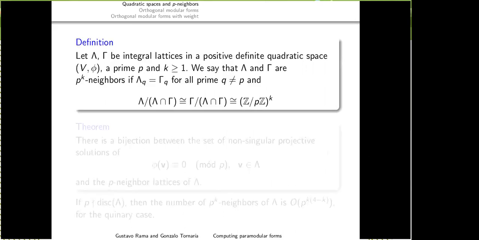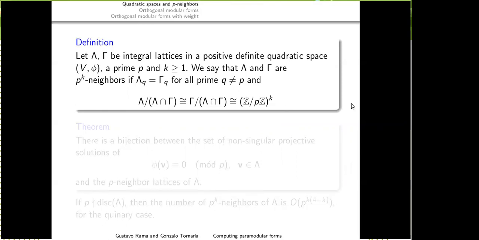Now a way to compute all the genus is using the Kneser method of p-neighbors. We give a more general definition for p^k neighbors. So we have two integral lattices in a positive definite quadratic space, a prime p, and an integer k greater or equal to 1. We say that lambda and gamma are p^k neighbors if lambda and gamma are equal for all localizations at the primes different from p, and at p we have these isomorphisms.